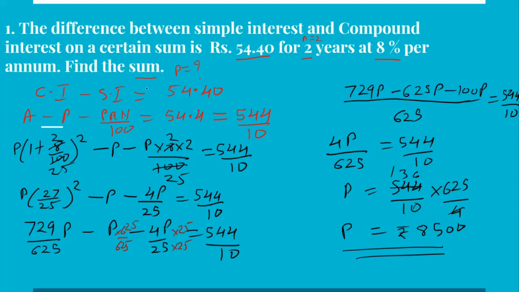So when the difference between the simple interest and compound interest is given, and the rate and the time period are given, this is how you can calculate the principal. Got it? Understood, all of you? Let's move on to the next question.